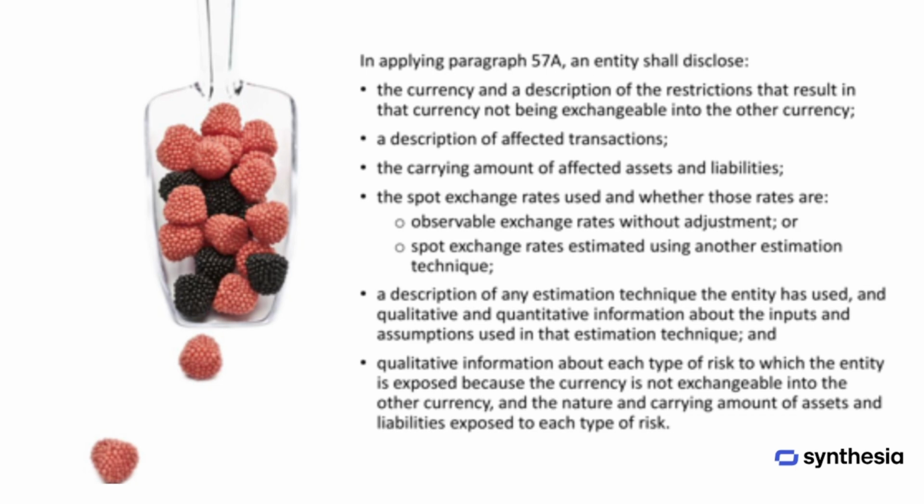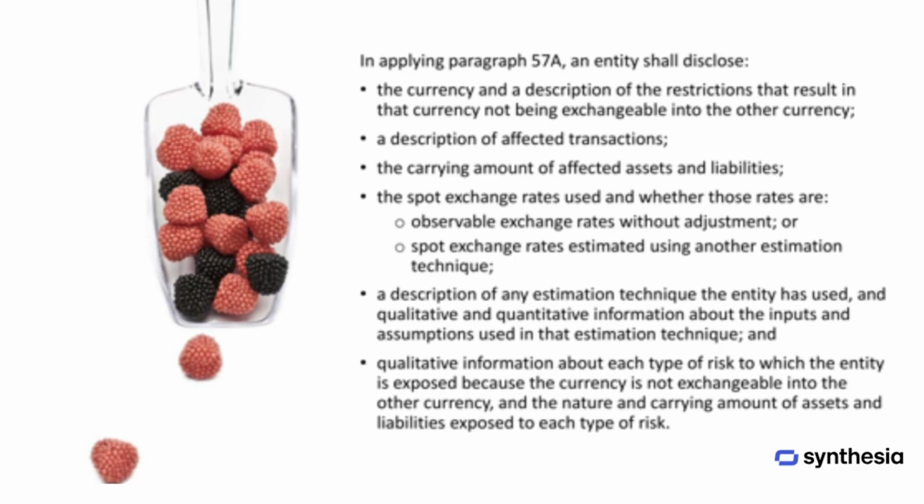When applying paragraph 57a, an entity must disclose several key pieces of information. First, it should specify the currency involved and describe the restrictions that prevent that currency from being exchangeable into the other currency. Next, the entity should provide a description of the transactions affected by these restrictions. The carrying amounts of the affected assets and liabilities must also be disclosed. Additionally, the entity should disclose the spot exchange rates it used.